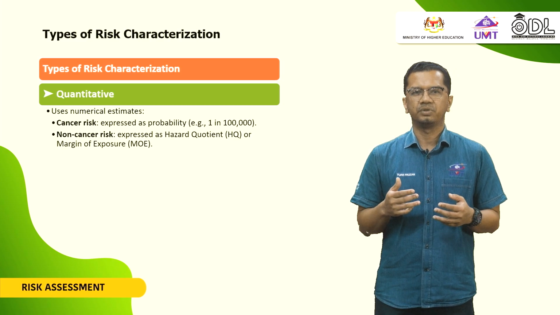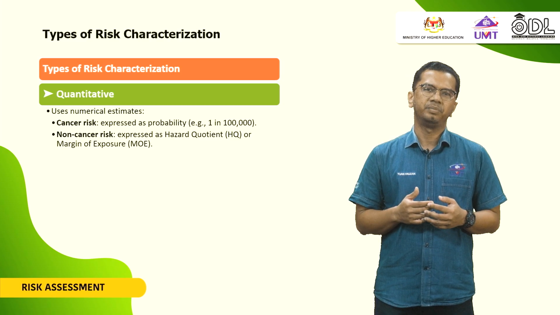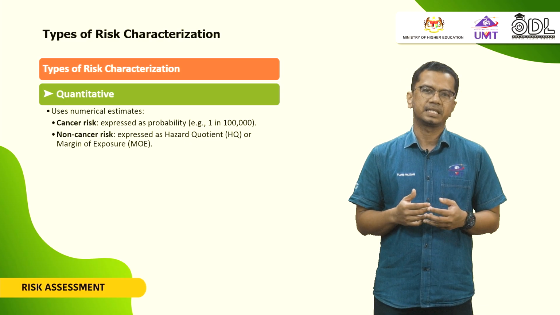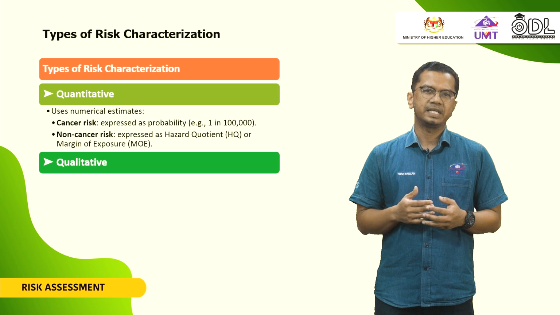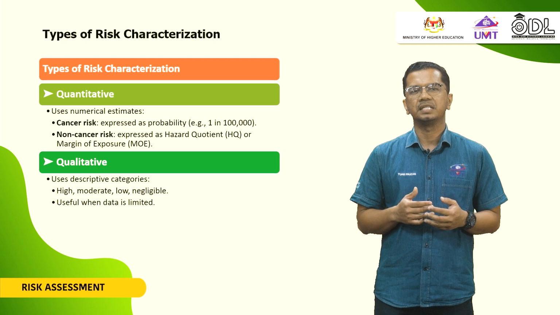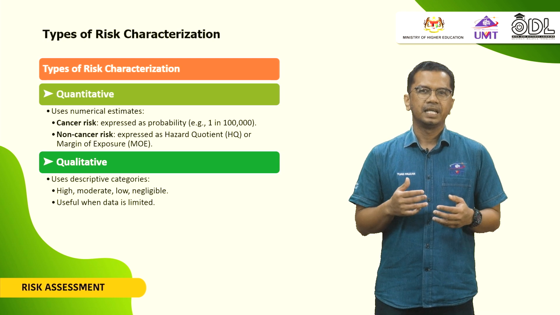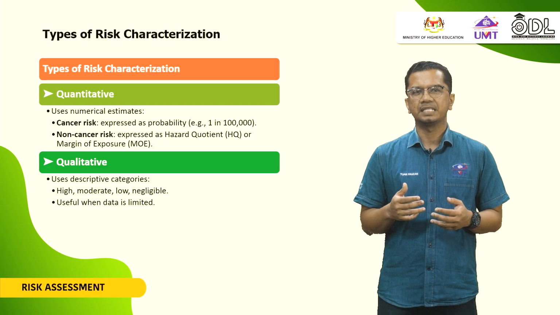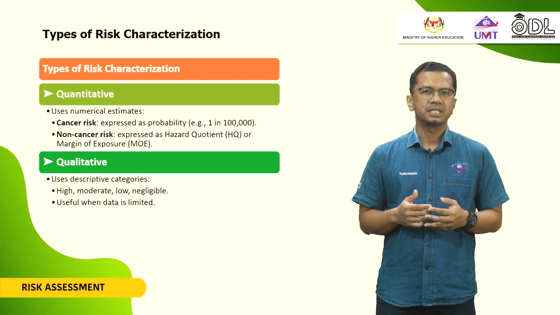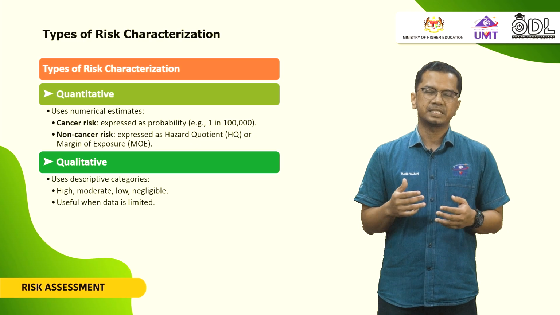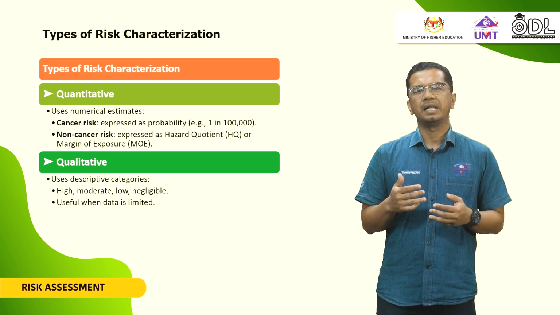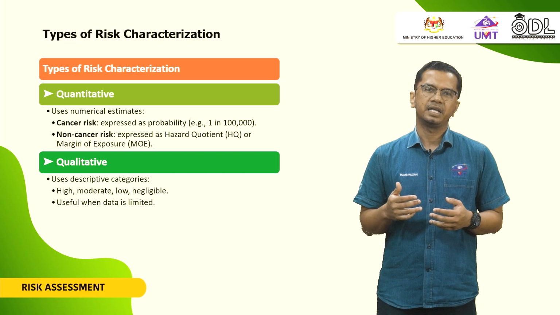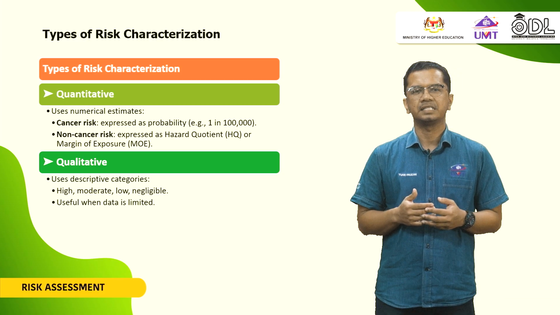But what if we don't have enough data for numerical estimates? That's where qualitative methods come in. Qualitative risk characterization uses descriptive categories. These are especially helpful when data is limited or uncertain. To summarize, quantitative methods give precise estimates, while qualitative methods provide descriptive assessment. Both are essential tools in risk analysis.